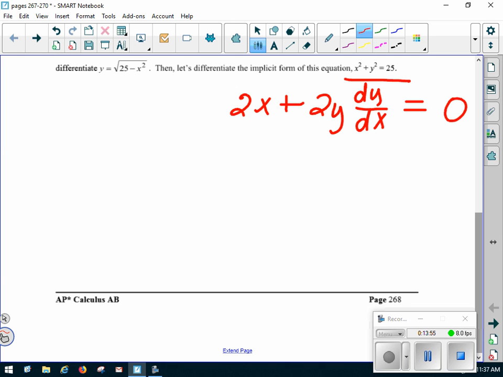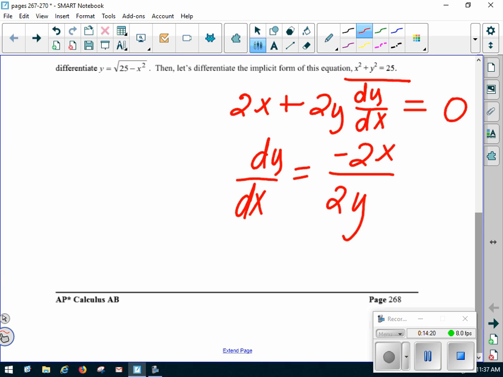How do we solve for dy/dx? Because what's the derivative of a constant? It's all right. Let's make this say dy/dx equals. How are we going to do that? Subtract 2x and then? That's it. We're going to subtract 2x and divide by 2y. Oh, look at there. Negative x over y.